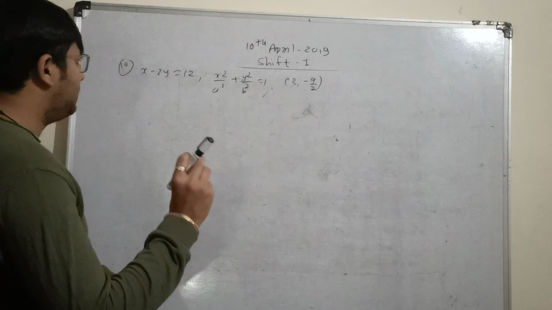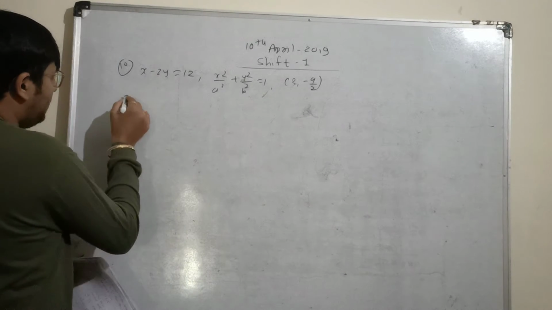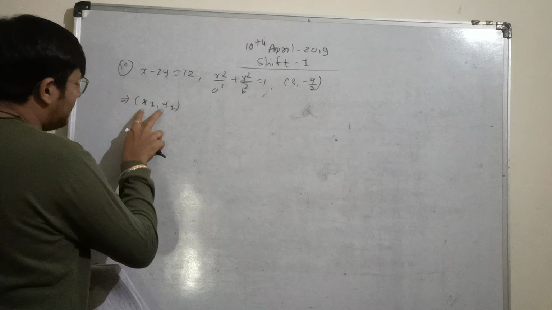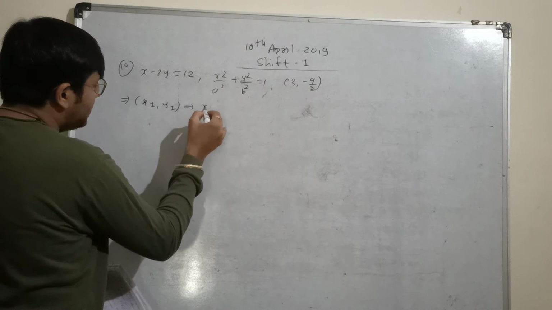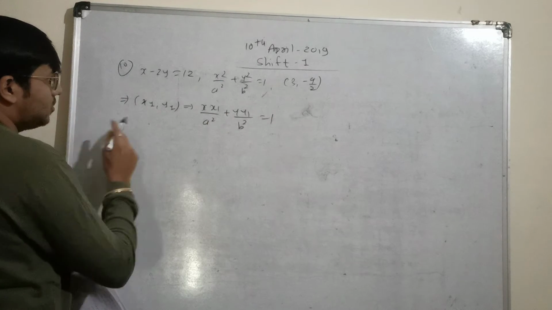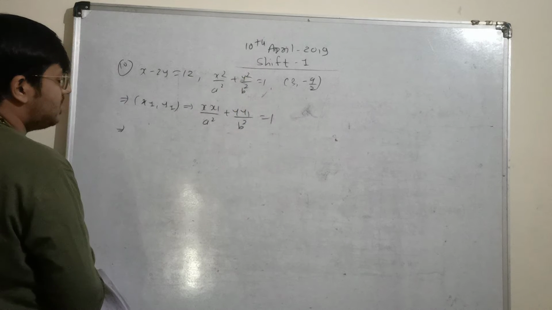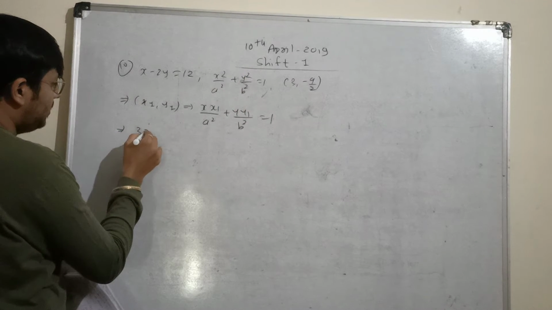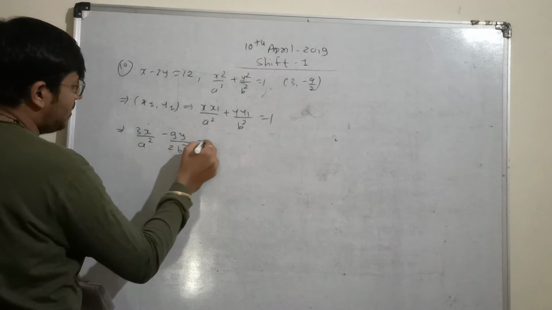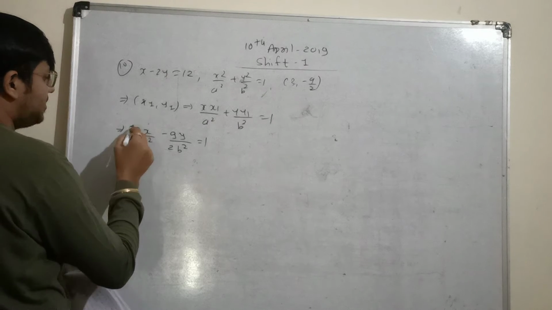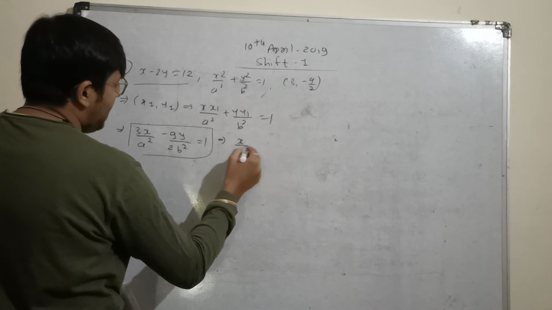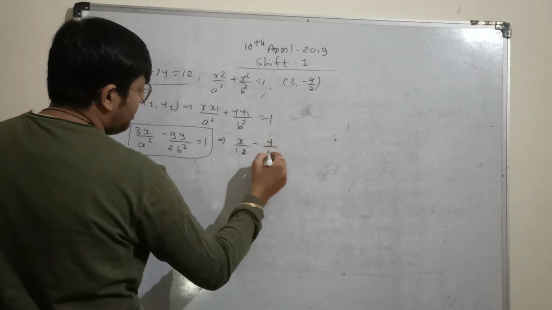So a very fundamental equation: if you want to find the equation of the tangent at any point (x1, y1) of the ellipse, then the equation of the tangent at point (x1, y1) to the ellipse is xx1 by a square plus yy1 by b square equals 1. So at point (3, minus 9 by 2), this equation will become 3x by a square minus 9y by 2b square equals 1. And if I compare this with the given tangent equation, dividing by 12, I'll get x by 12 minus y by 6 equals 1.